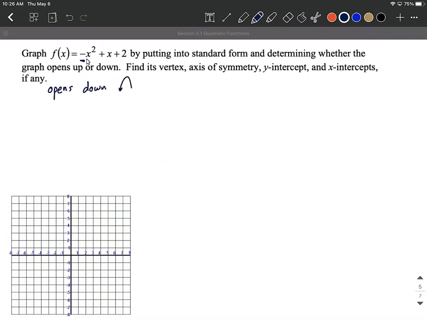And that general look is going to have this sort of idea going on. We're going to have a vertex at the very top. And that was because our value out here, a, in ax squared plus bx plus c, the a was negative. So that told us it opens down.